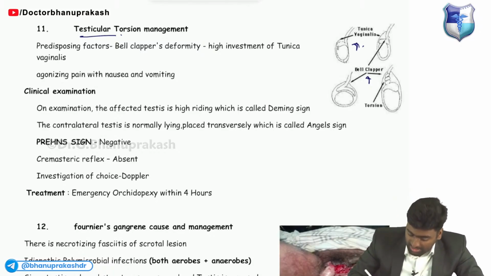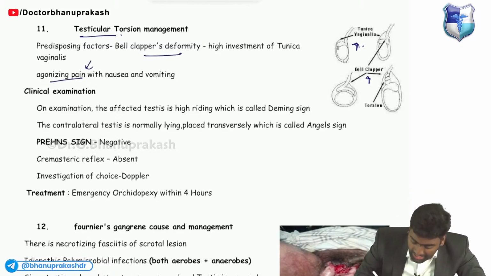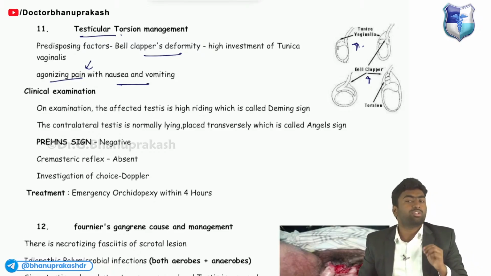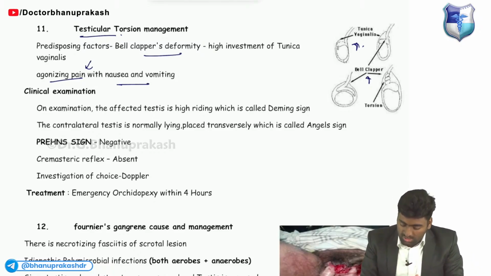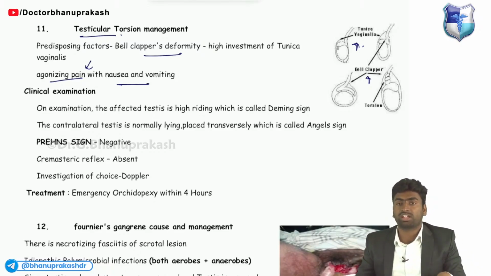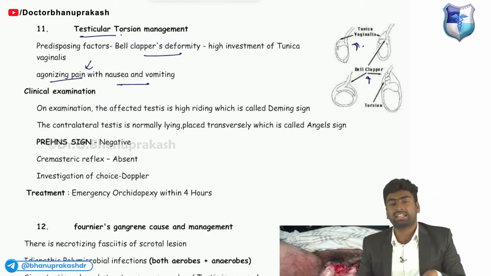And this presents with agonizing pain along with nausea and vomiting. Pain, nausea and vomiting. And remember, this can involve both the testes.